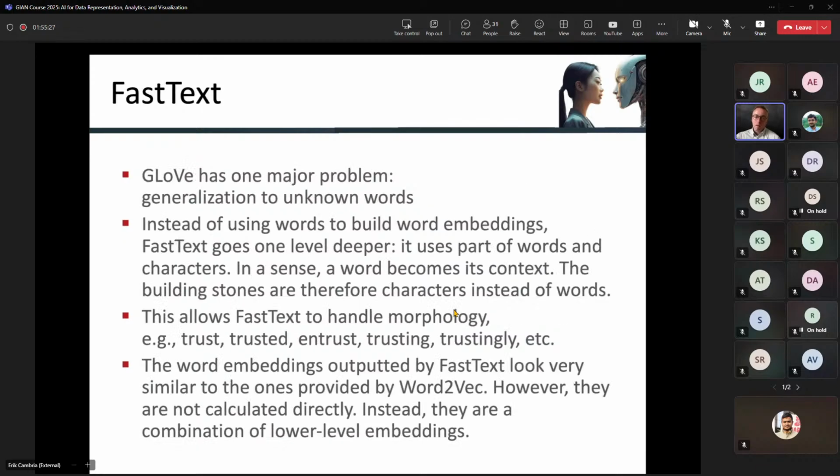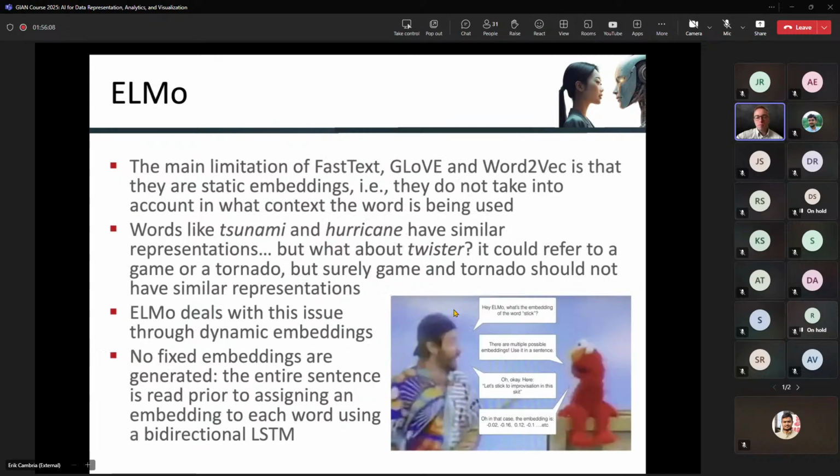FastText by Facebook was also very interesting, because with the previous embeddings, words like trust, trusted, and trusting would have completely different word embeddings. Why? Because of how the pre-training was done, depending on where and how these words would appear in the training dataset. So FastText tried to get away from this by handling the morphology of words, so that words like trust, trusted, trusting, and so on would have similar embeddings.